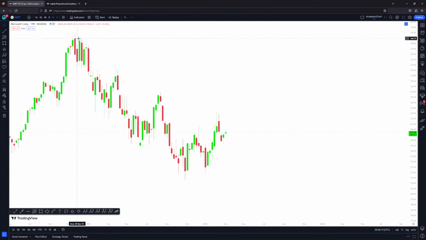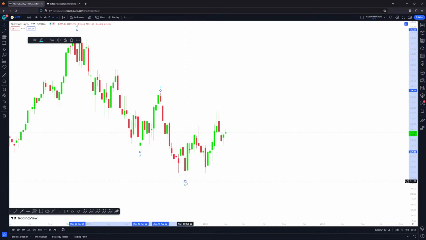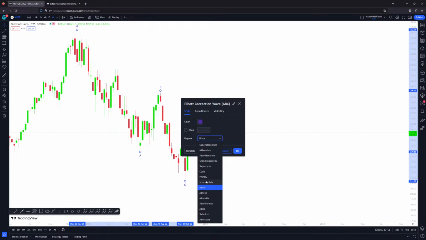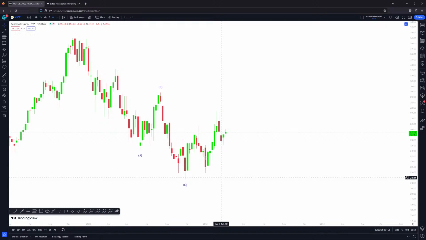Maybe it was, but I know it's a correction. I'm seeing it as a one ABC here. Let's change the color to my own primary. This is my personal preference, and intermediate. Now it's much better. It is enough for weekly.